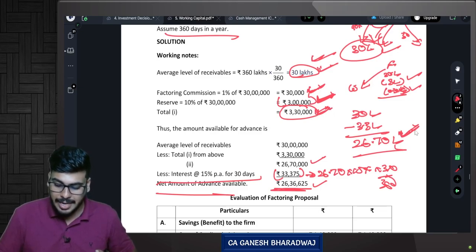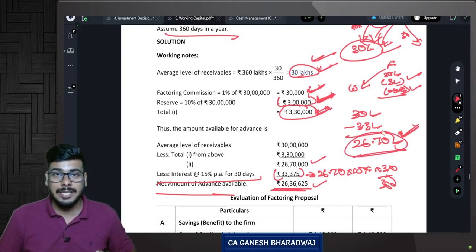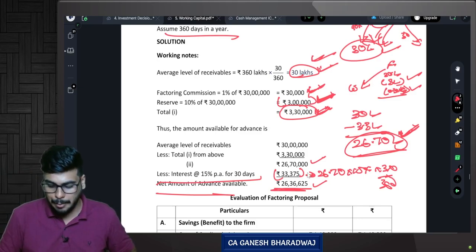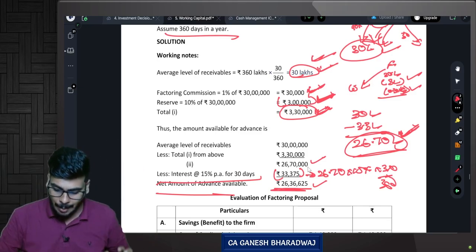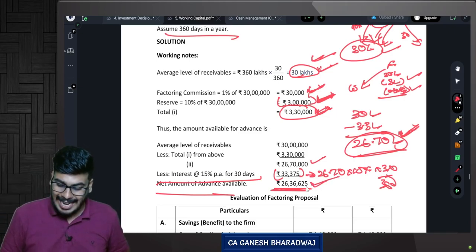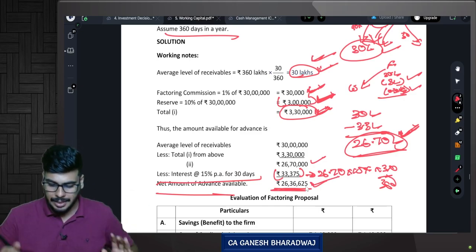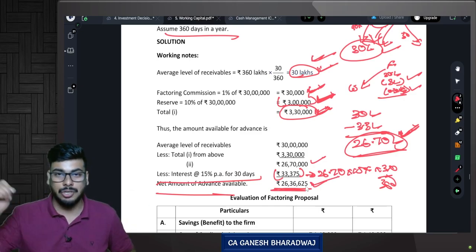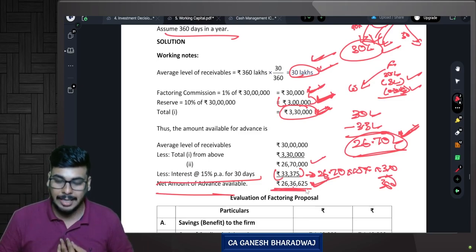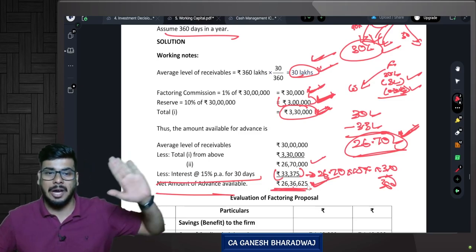So the net amount he's ready to release or fund is 26.7 lakhs. On this, 15% per annum for 30 days, he will compute the interest. That also he is deducting upfront. So all his fees and interest he deducts upfront, and only the net amount he will release to the company. Are you clear with this? So the net amount the company gets today is 26,36,625.